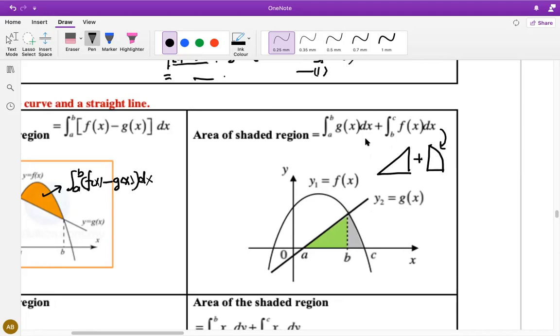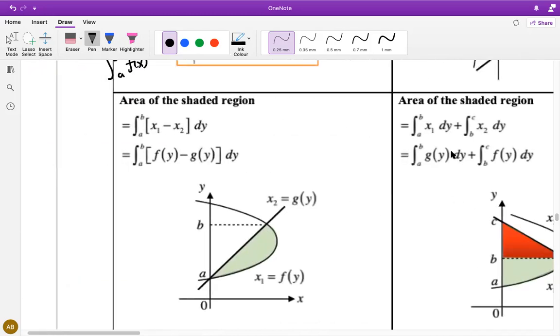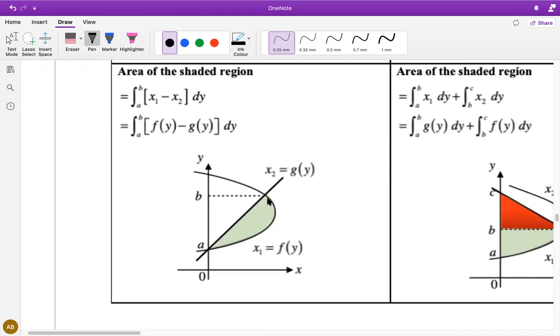So this is the curve, this is a straight line. This is g, this is f. So if I want to find it in terms of y, I use f(y), the curve, minus g(y). It's this side, so you minus this part, which is equivalent to the area of this. Okay, this is the area.